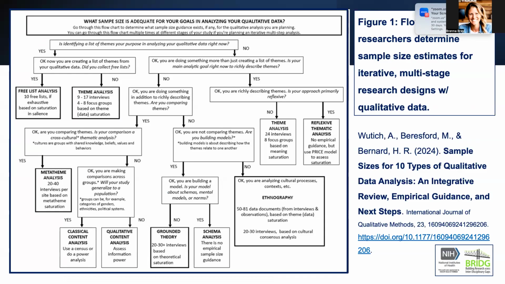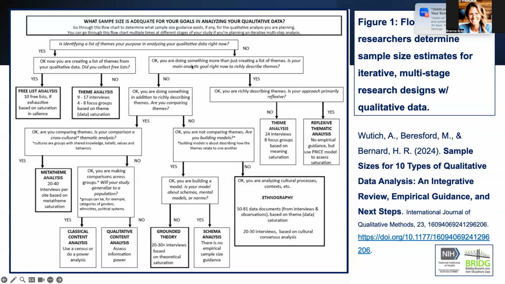So we start by asking, is identifying a list of themes your purpose in analyzing your qualitative data right now? If yes, okay, you're creating a list of themes from qualitative data. Did you collect free lists? Yes or no? If we did, then we're going to need 10 free lists, if exhaustive, based on saturation and salience. If we didn't collect free lists, then we're going to need thematic analyses. So we're going to need 9 to 17 interviews or 4 to 8 focus groups based on theme data saturation.